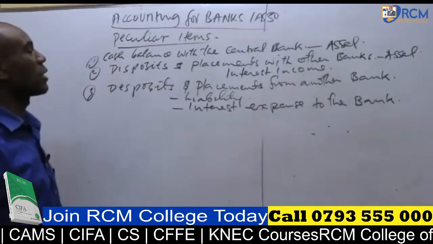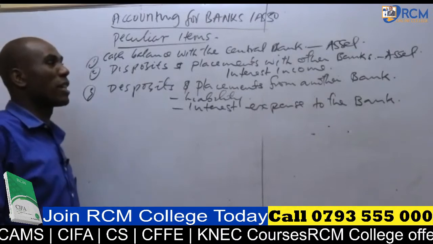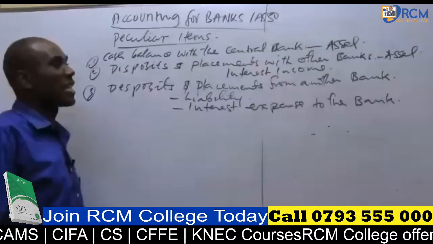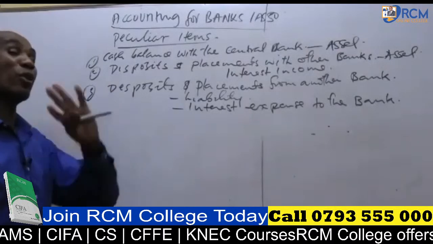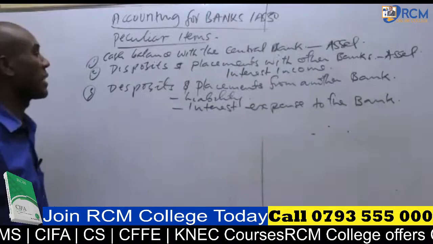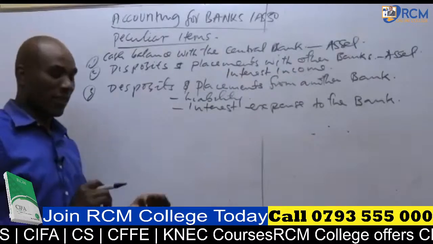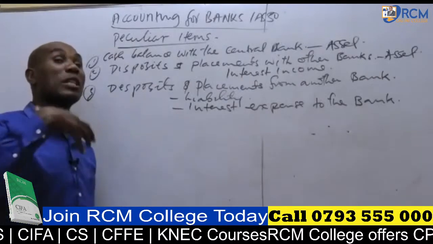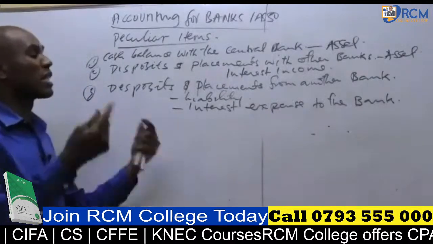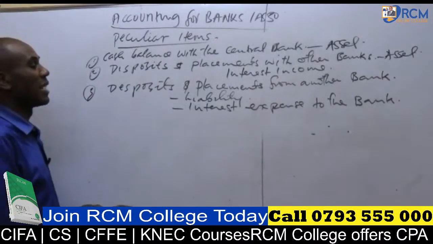What are the cash balances with the central bank? An asset. Deposits and placements with other banks: this is an asset and it will earn interest because we are giving out our money, therefore we expect returns. Then deposits and placements from other banks: this is where other banks are coming to deposit in our bank, which means they will demand interest. Therefore, that is interest expense.